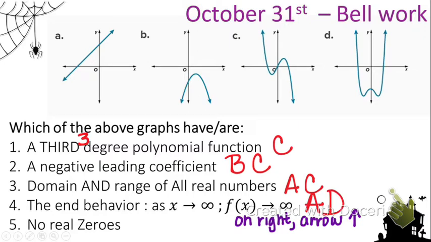All right, number 5, no real zeros. So no real zeros means no x-intercepts. That's what that means. There's only one that doesn't have any x-intercepts. So which one would we pick? B as in boy. Good job.